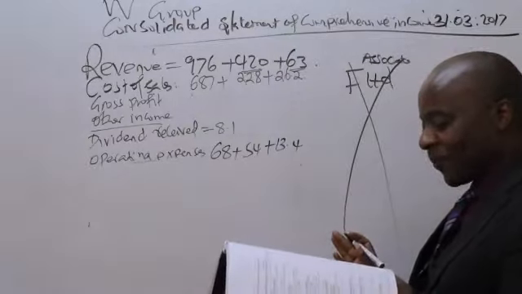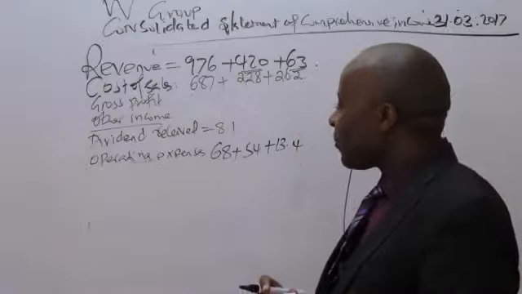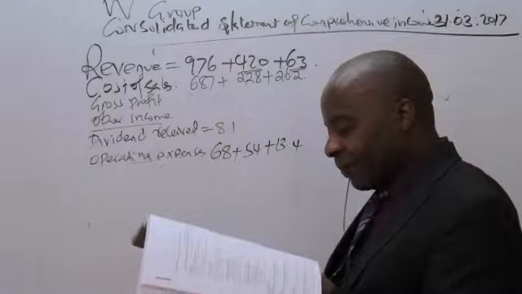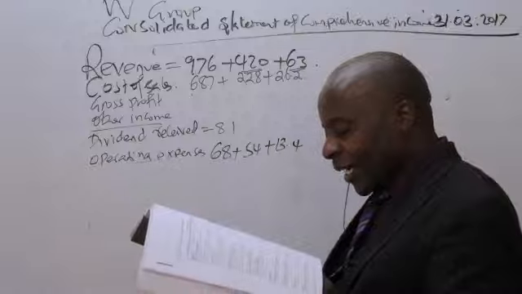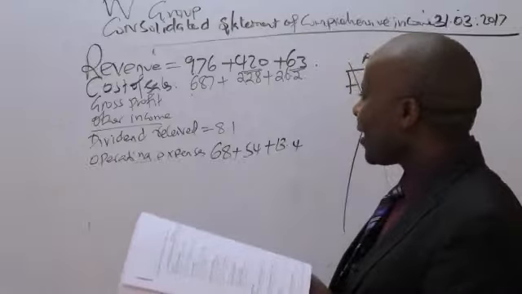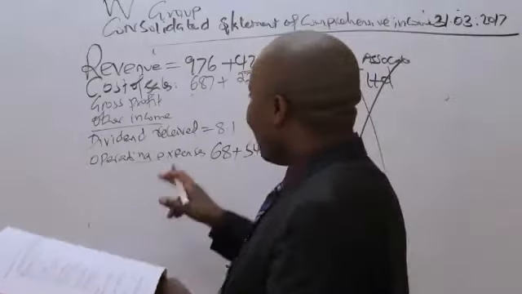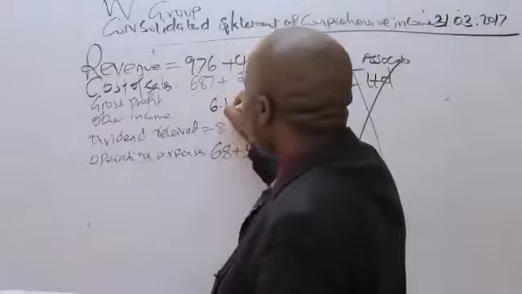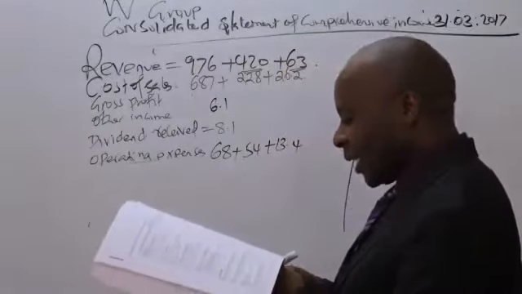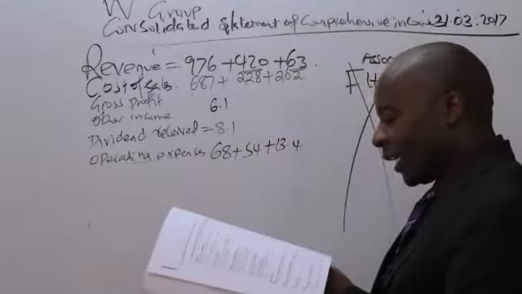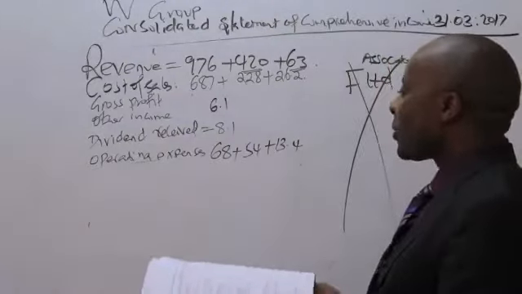Yes. Other income is 6.1. Other income is 6.1. And then we have dividends received, 8.1. Right? So I'm being told that the other income is 6.1, and then we have dividend received 8.1. In most cases, the dividend received will be falling under other incomes. Maybe typing error, but let's just go on with it. So we have operating expenses like that.